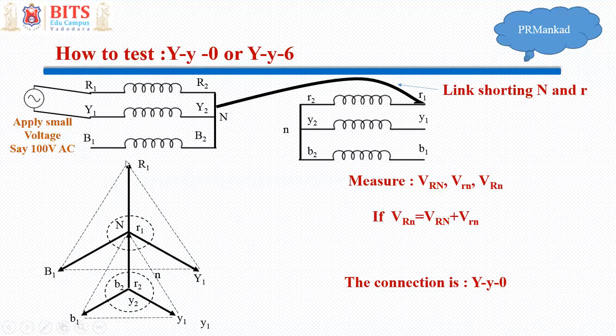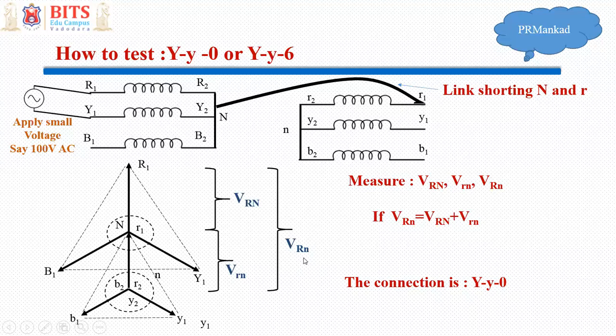So by redrawing the phasor diagram in this fashion, you can see over here that this is VRN, this is V small rn, that is phase voltage of secondary winding, phase voltage of primary winding, and total voltage between this capital R and small n is sum of these two voltages. And mind well, it is an arithmetic sum, so not a vector sum. They are in the same direction. So very easily you can verify using a simple multimeter. If this relation, this voltage V small rn plus V capital Rn is equal to V capital R small n, then we can very confidently say it is a star-star zero connection.